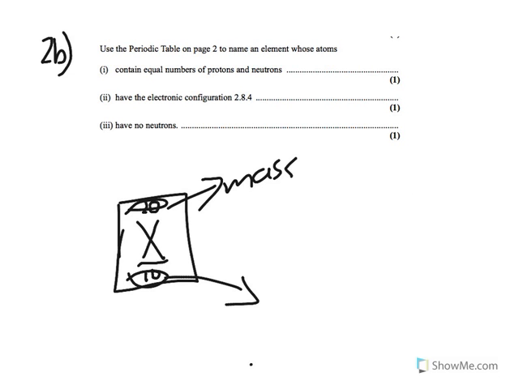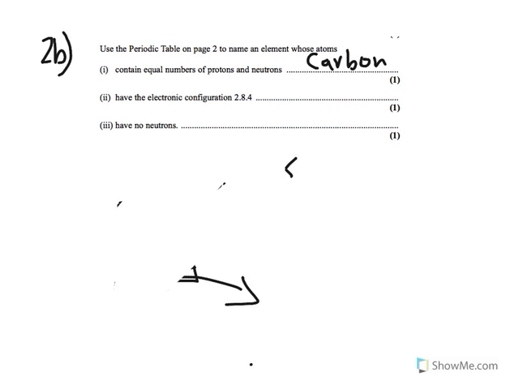So all you have to do is, for the first question, find any element where the number of this minus this will be equal to this. And that means that they'll have the equal number of protons and neutrons. And the example which you can use, the answer to this is actually carbon, because carbon has a mass number of 12 and a proton number of 6, so that means that it has 6 neutrons.